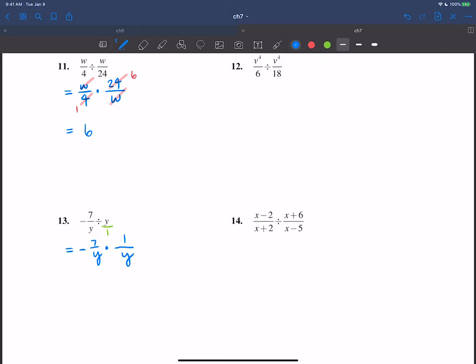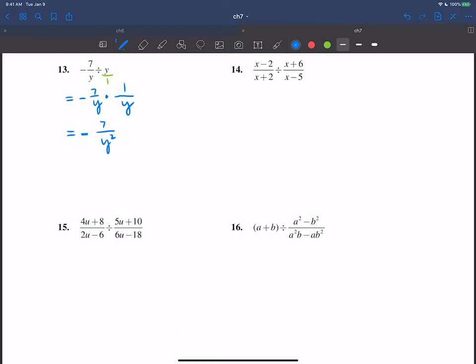And then we're going to multiply. There's nothing to cross out at this point. Do not cross out the two y's because they are both downstairs. You cannot cross them out. You can only cross them out if they're on different floors. So we simply multiply straight across. Negative, still you have a negative. 7 times y, that's 7. Over y times y, that's y squared. And that's your final answer.